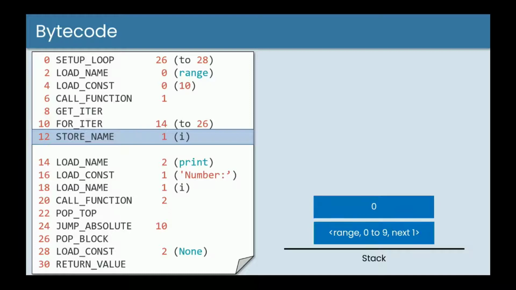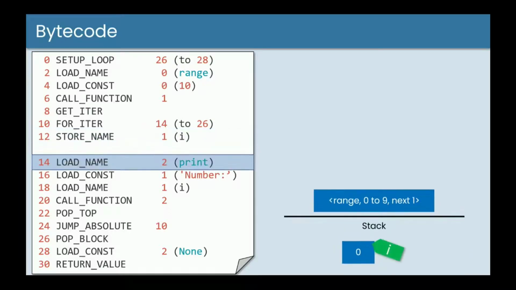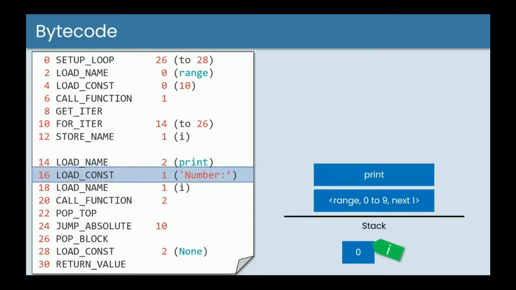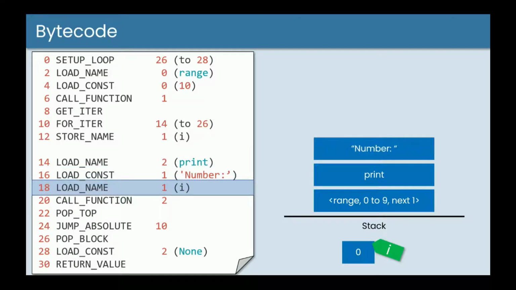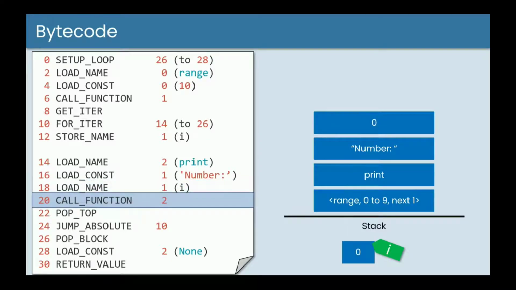This 0 then needs a name. It's used in a for loop, so we need to give it a name so we can reference it later. So this will bind the name i to 0. Load name, again, loads the name print onto the stack. Load const loads the string number here onto the stack. And load name i, well, we've just assigned to i, so we can pull that value out, put it on top of the stack as well.